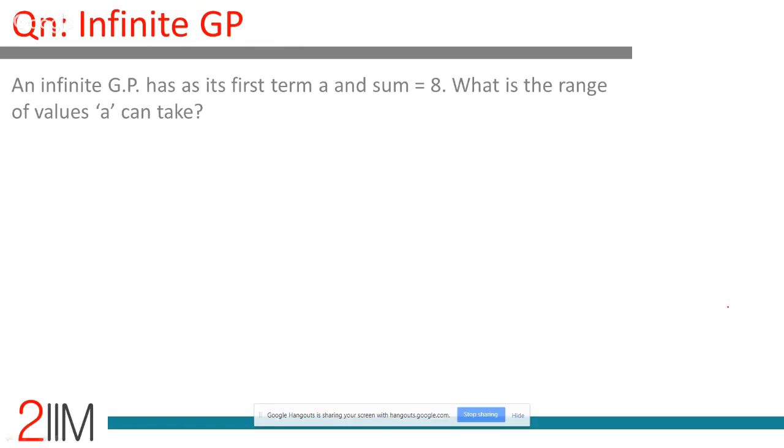An infinite GP has as its first term A and sum 8. What is the range of values A can take? Sum up to infinite terms of a GP is A by 1 minus R. This we know. One point here, let's say GP is 1, 2, 4, 8, 16, 32. For this GP, sum up to infinite terms, we cannot plug in this formula.